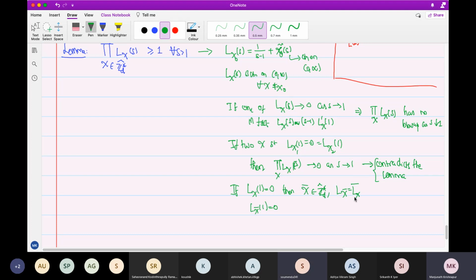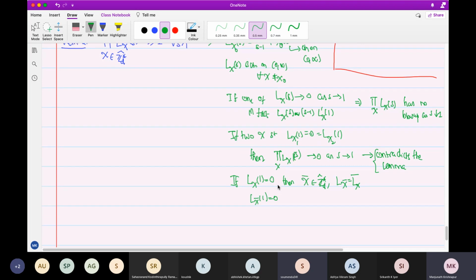Okay, L chi bar is just the L function conjugated, because you have chi of n over n to the s, right? You just conjugate. So if one of them vanishes, it looks like both of them vanish, and that would be ruled out by this.